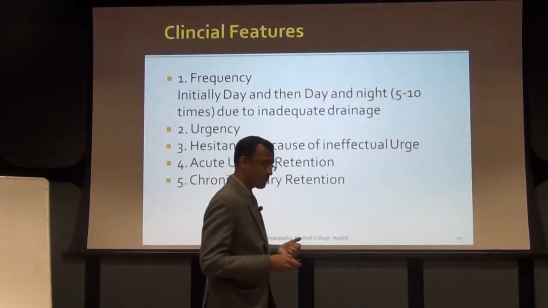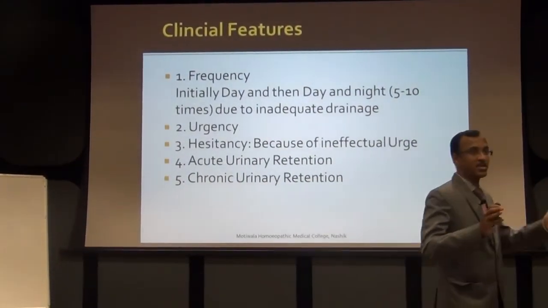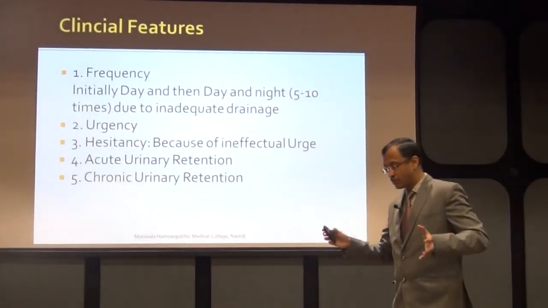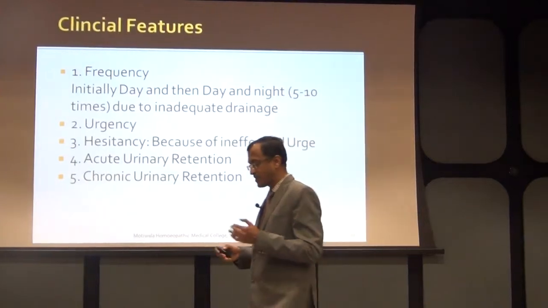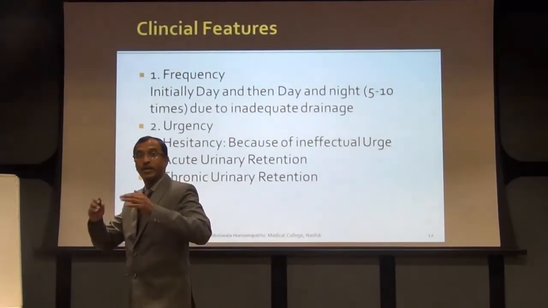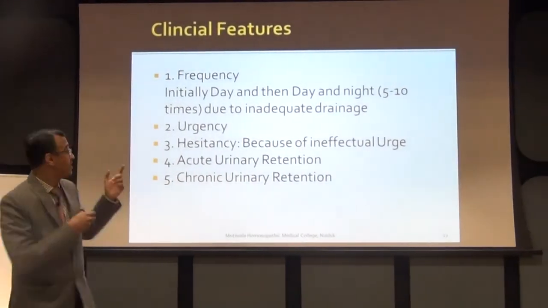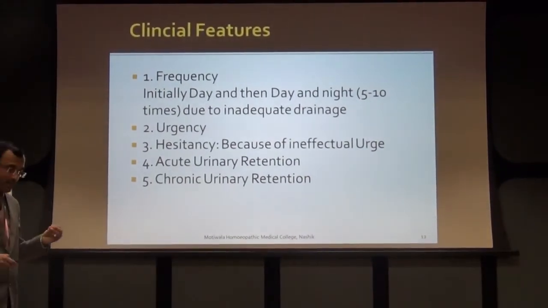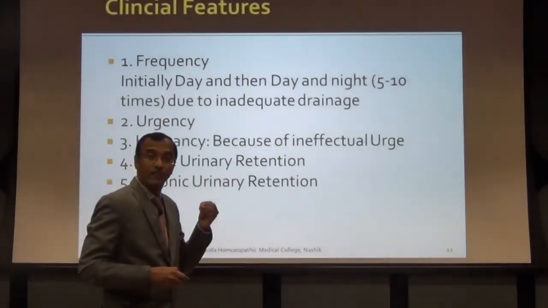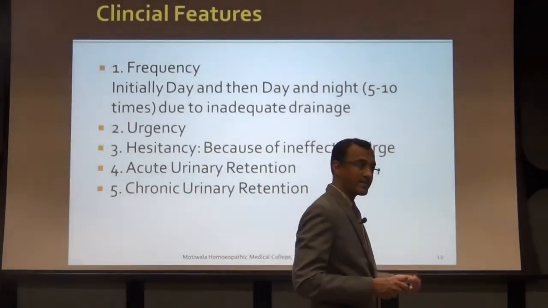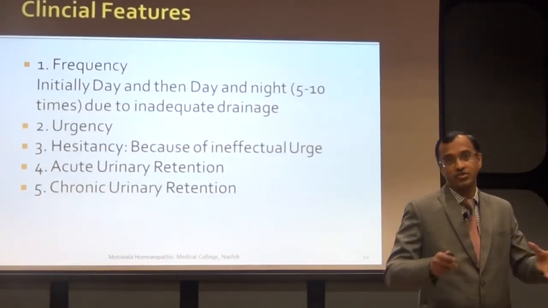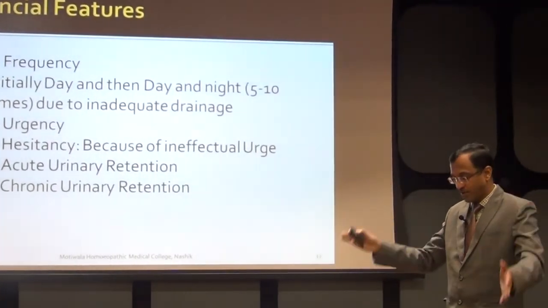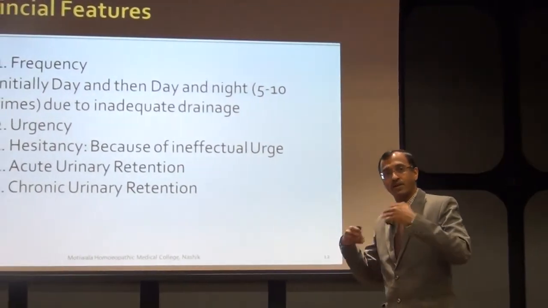Initially, the frequency of the urination will be in the daytime. But as the hyperplasia of the prostate develops and grows, you will find that this frequency is not limited only to the daytime, it increases even at night time. A 60-year-old male, 70-year-old male, waking 5 to 10 times at night and having to void urine. Definitely, there are other probabilities. Differential diagnosis should come to your mind apart from diabetes.